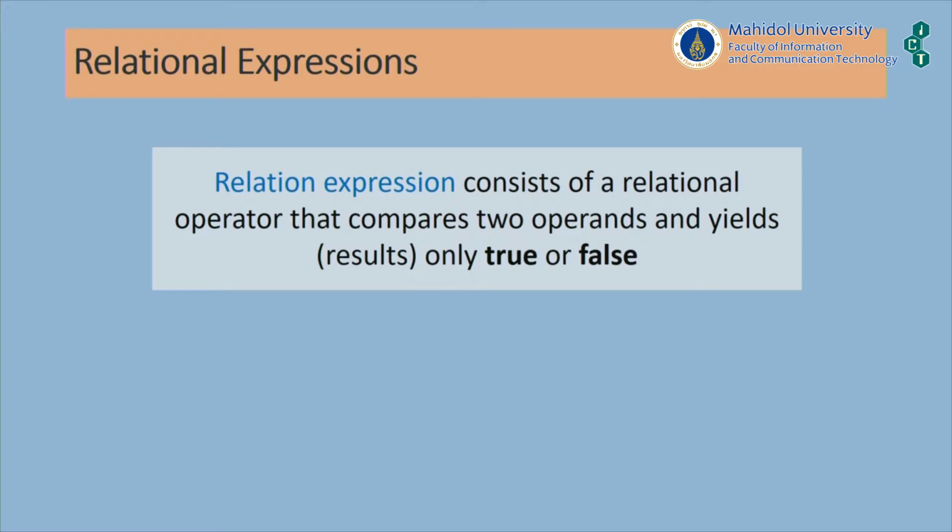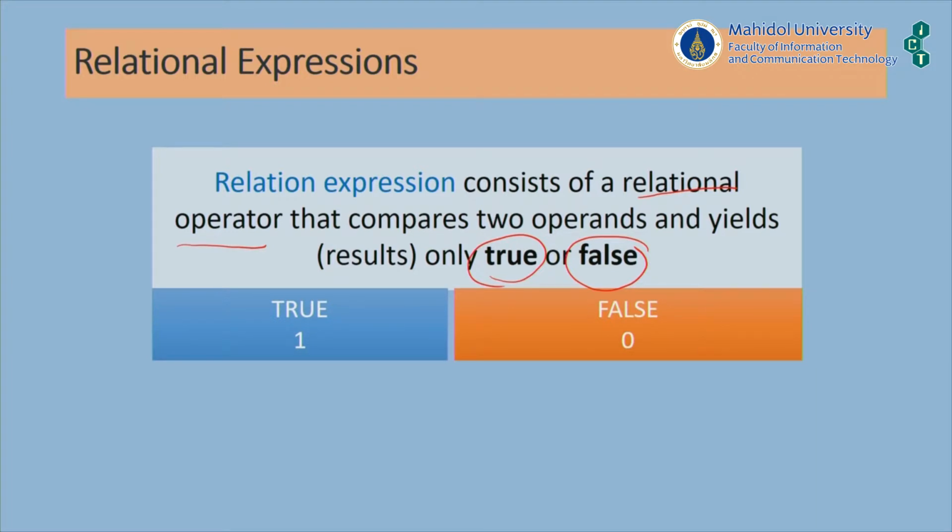So what is a relational expression? Relational expressions consist of a relational operator that compares two operands and gets the result only true or false. So true is 1, false is 0.